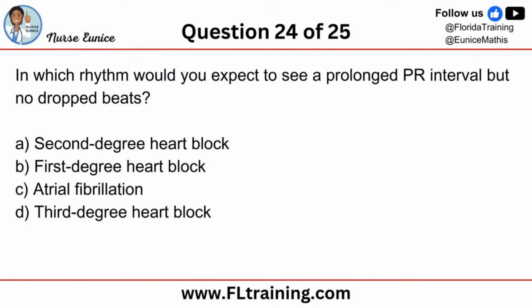Question 24. In which rhythm would you expect to see a prolonged PR interval but no dropped beats? Is it A, second degree heart block, B, first degree heart block, C, atrial fibrillation, or D, third degree heart block?